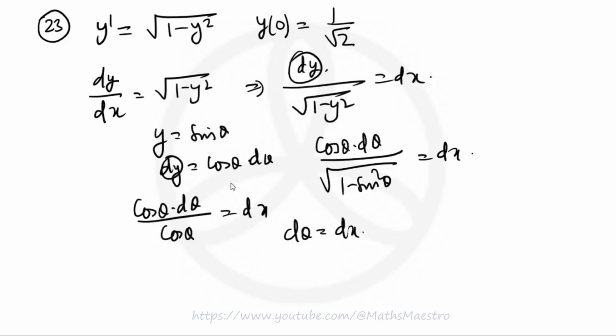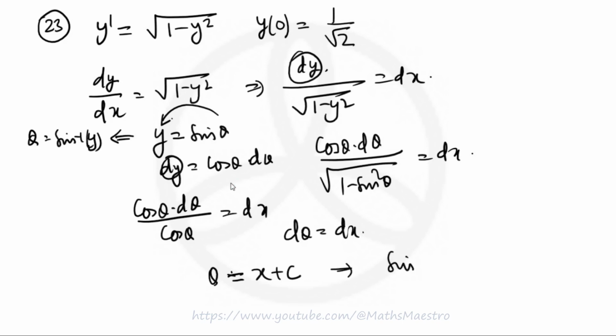Now we will apply integration in this, and by applying integration we will simply get theta is equal to x plus a constant of integration c, and theta we will resubstitute back from here. So if we have assumed y is equal to sine theta, this will give us theta is equal to sine inverse of y. Therefore, we have sine inverse of y is equal to x plus c.